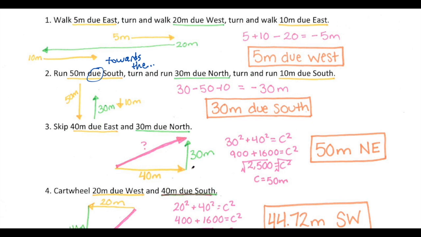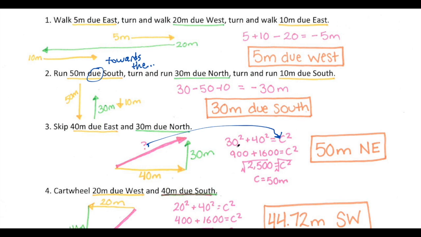So 40 meters to the east, 30 meters to the north. What do I have to do here? Like it shows, we've got to do some Pythagorean Theorem. I don't know my hypotenuse, so that's my c squared, and it's coming from right over there.